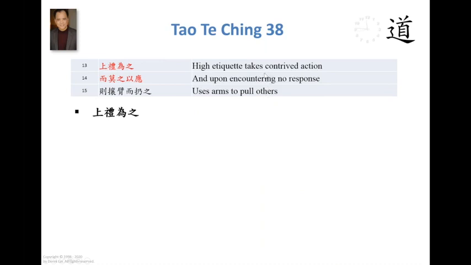Let's start with line 13 first. So high etiquette taking contrived action sounds at this point similar to high benevolence and high righteousness. Those are all contrived actions as well. Well, what is the contrivance in high etiquette? Let's take a look. First of all, we are recognizing that this is the final level spoken of in this particular chapter, high etiquette, and it has its own characteristics. And let's see how it's connected to contrived actions.